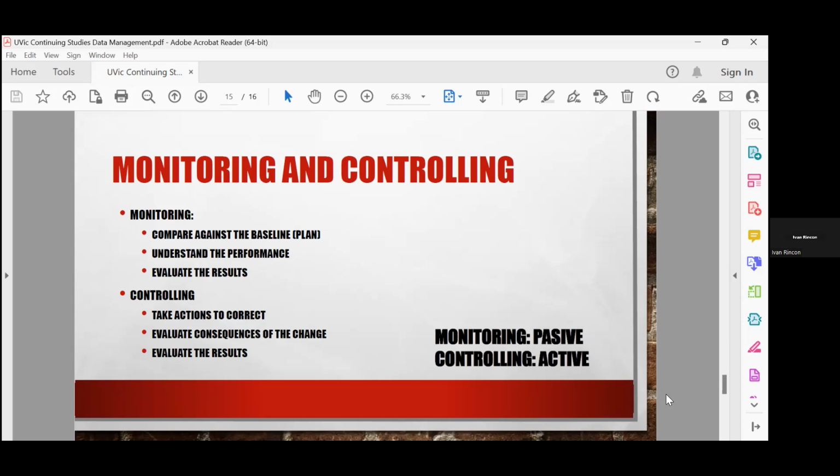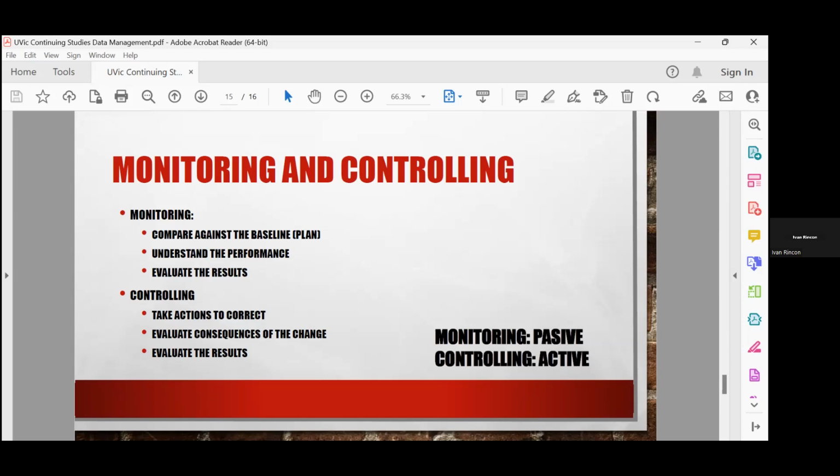And then based on that performance analysis, you control. You say, okay, well, I need to do this in order to bring the project back into play, right? So you take the actions to correct. You take those actions, you evaluate the consequences of the change, and you see what happens, right? This is the area where agile approaches are very, very good, because you do this all the time. Not even every three weeks or in the cycle that they decide to do, but even within the cycle, you take these actions, right? But again, this is a concept that has been around for many, many years.